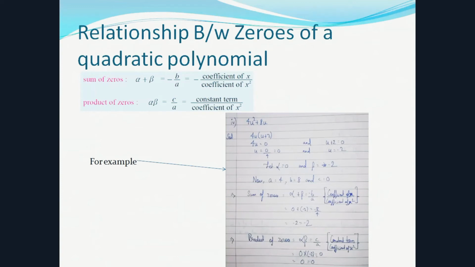You will easily understand it by looking at one of the examples given below it. Like we take 4u to the power 2 plus 8u here. We will take 4u as common here and put it equal to 0. So one of the values of u is 0 and the other value came out as -2.